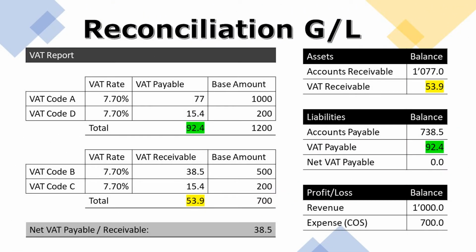Before completing the tax return, the numbers from the VAT report need to be reconciled with general ledger balances. In our example, the balance on the VAT receivable account matches the total VAT receivable on the VAT report. The balance on the VAT payable account in GL matches the VAT payable amount on the VAT report as well. So we are confident reporting correct numbers.